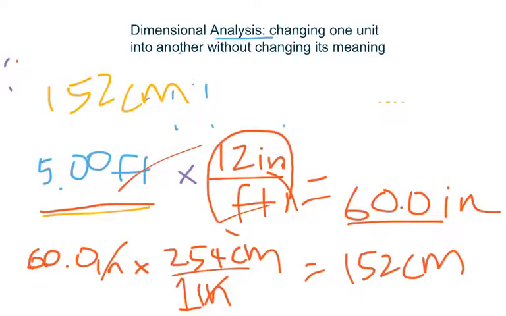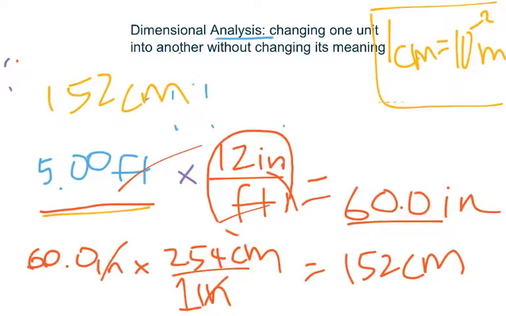Well, from the last video about SI units, I think it was about 2 videos ago, we learned that 1 centimeter is equal to 10 to the negative 2 meters. So this is yet again another conversion factor that we learned 2 videos ago. So let us use that to our advantage.